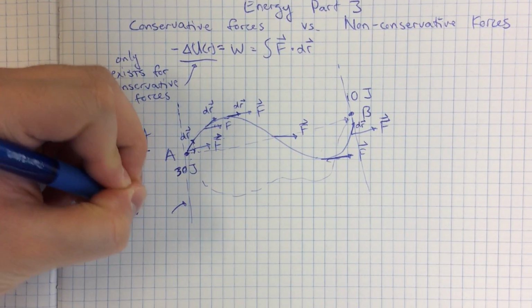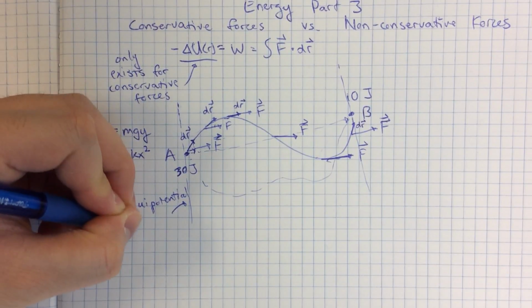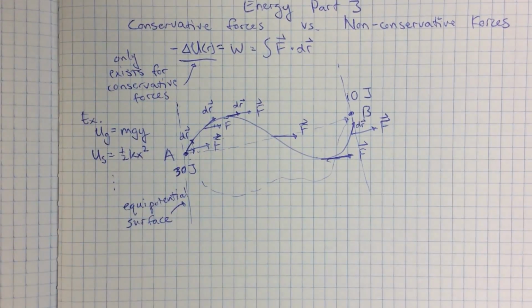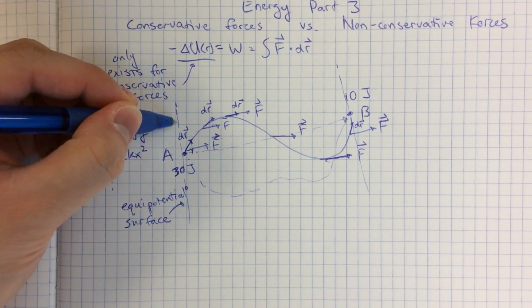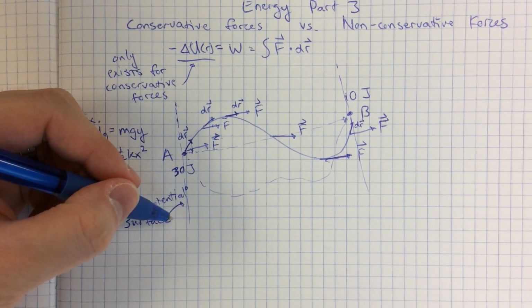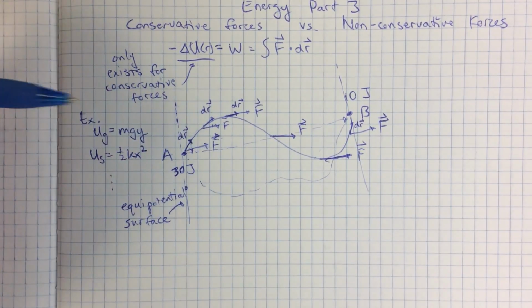That is an equipotential surface. And I say it's a surface because three-dimensionally, it's like a boundary. So everywhere along here, any object on this line would have 30 joules of potential energy relative to this force.